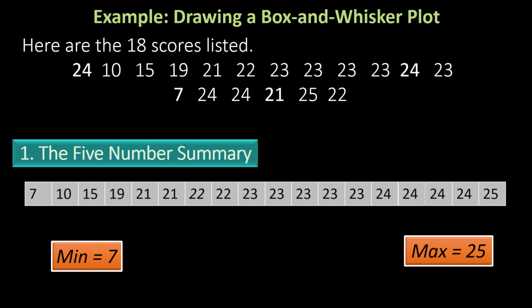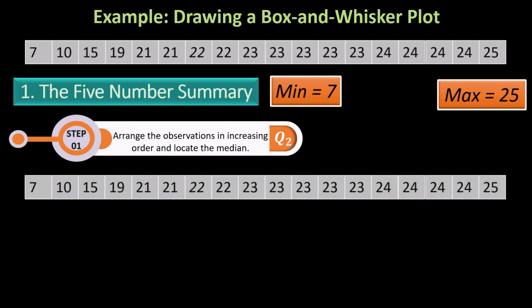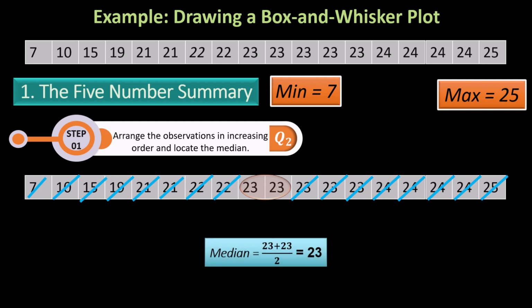Q2 is the median. How do we find the Q2? We consider the ordered dataset and find the middle number. Since there are 18 observations, that means n equals 18, which is an even number, we cannot find a single number for the median, but two numbers. When we have an even number of observations, how do we find the median? We consider the middle two numbers and get the average of these two numbers.